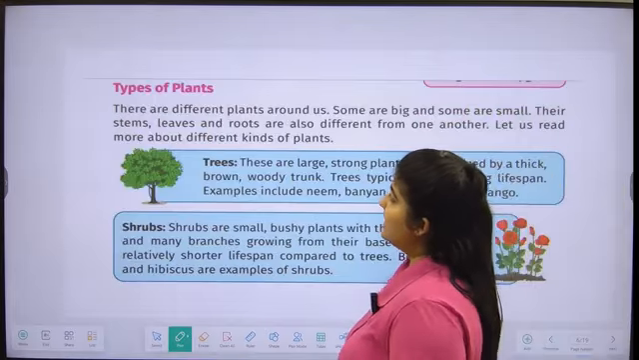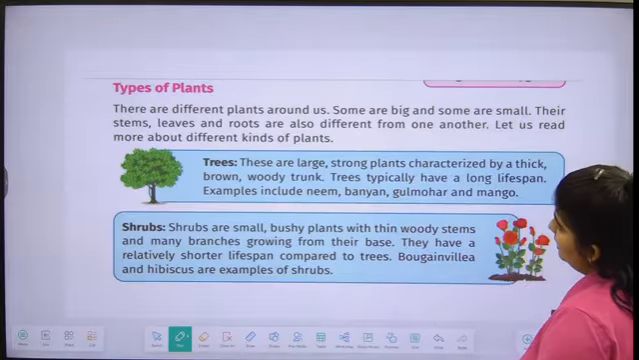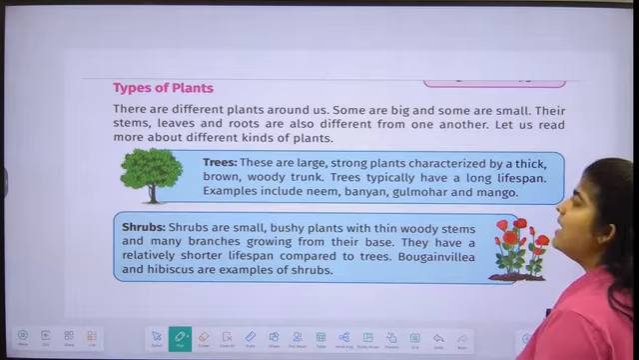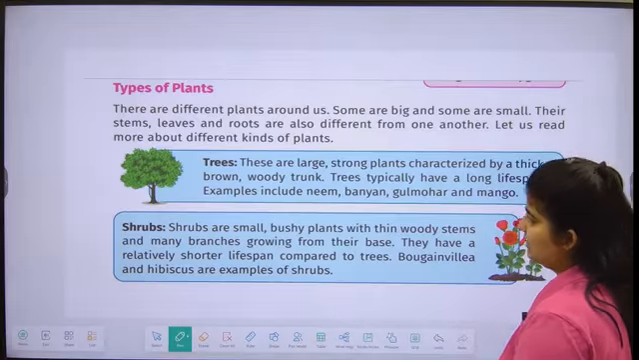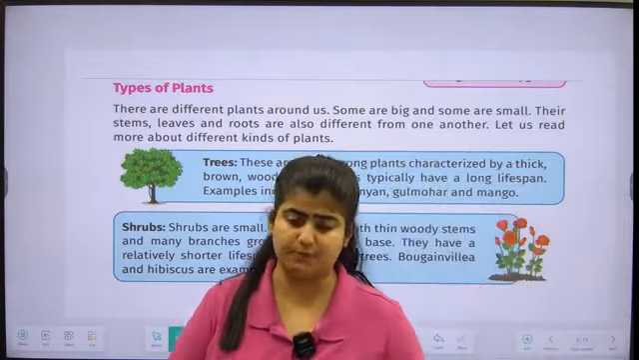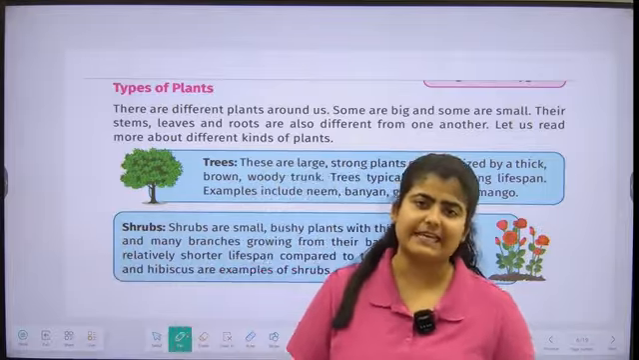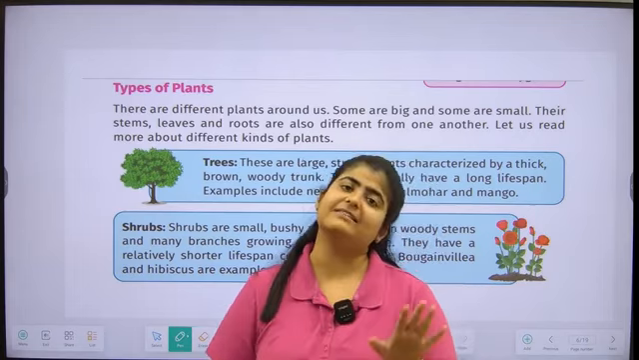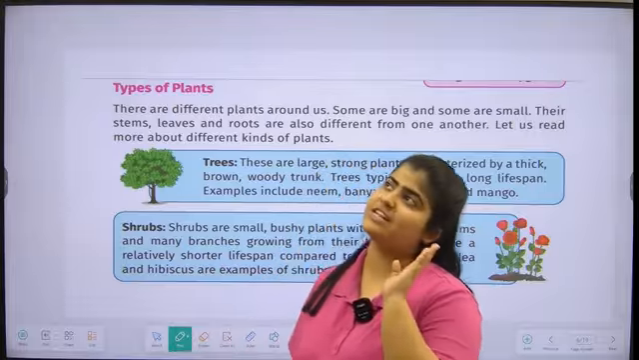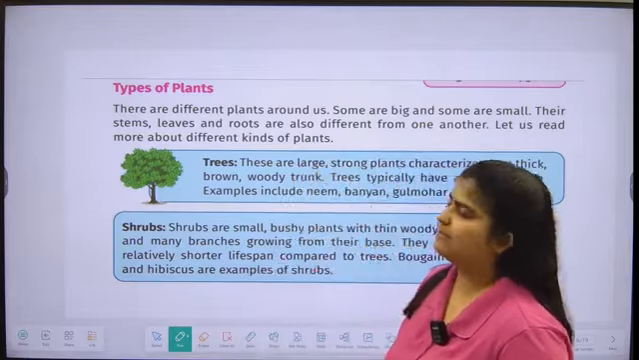Types of plants. There are different plants around us. Some are big, some are small. Their stems, leaves, and roots are also different from one another. Let us read more about different kinds of plants. You must have seen different kinds of plants around you. Not all plants are of the same height, and it is not necessary that all of them become trees. Some are herbs, some are shrubs, some are trees, right? Exactly. So we have different types of plants.